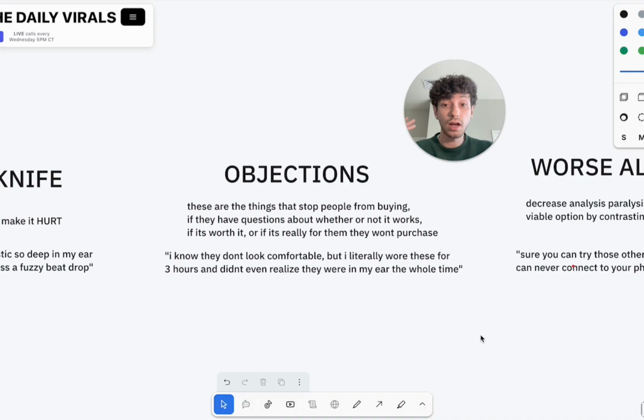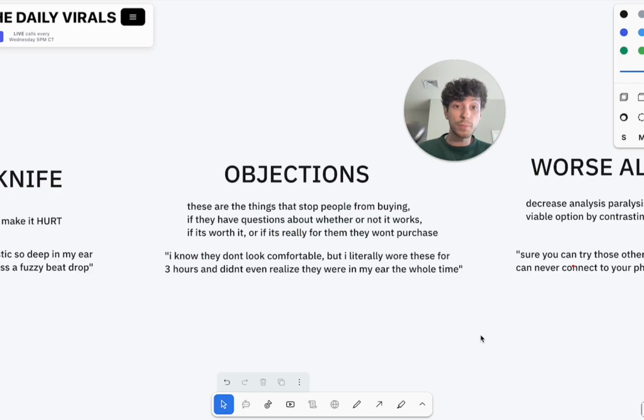Number 6, objections. These are the things that stop people from buying. If they have questions about whether or not it works, if it's worth it, if it's really for them, they're just not going to purchase. So what we want to do is handle these objections through the words that we're saying.